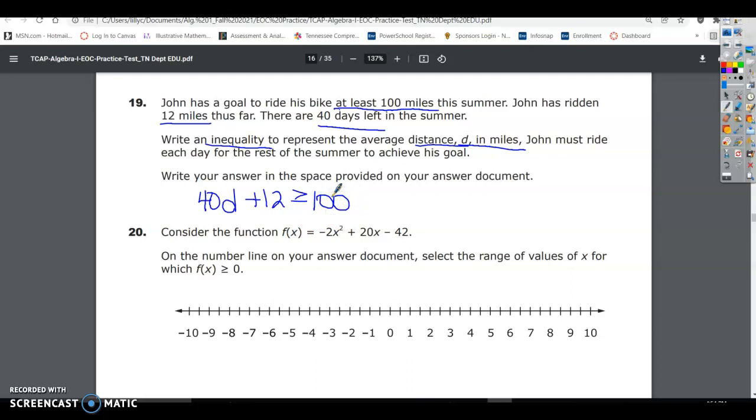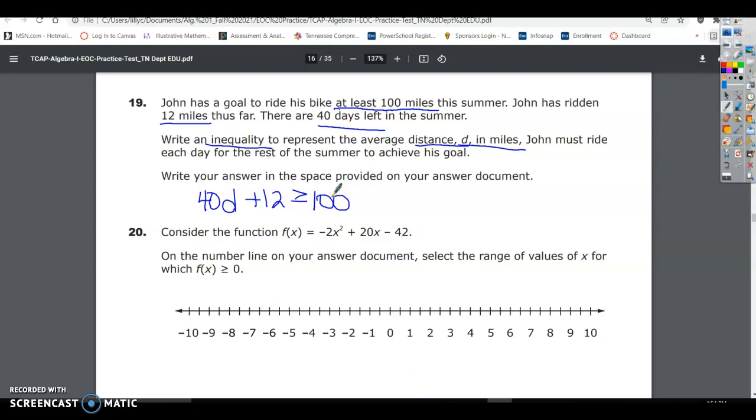So when you say, Mom, can I have at least $20 to go to the movies? I mean, you're hoping for $20, but if she gives you 25 or 30, that's even better, right? So he's hoping for 100 miles, but maybe he'll get more than 100 miles over the summer to achieve his goal. So write your answer in the space provided of your answer document.